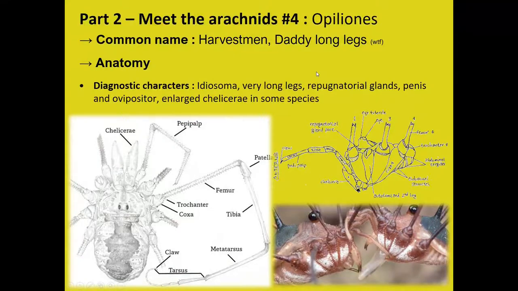Now for the well-known harvestmen, which can be mistaken for other creatures of the same name. Actually, a ton of bugs have the name daddy longlegs. Not sure why, but the common names, right? Like mites, they have a body in one main part. And they are known because of their very slender legs. Also, they are one of the only arachnids with actual penises. And the females have an ovipositor, so it's very unique for that too. And they have very long chelicerae to grab food on the soil.